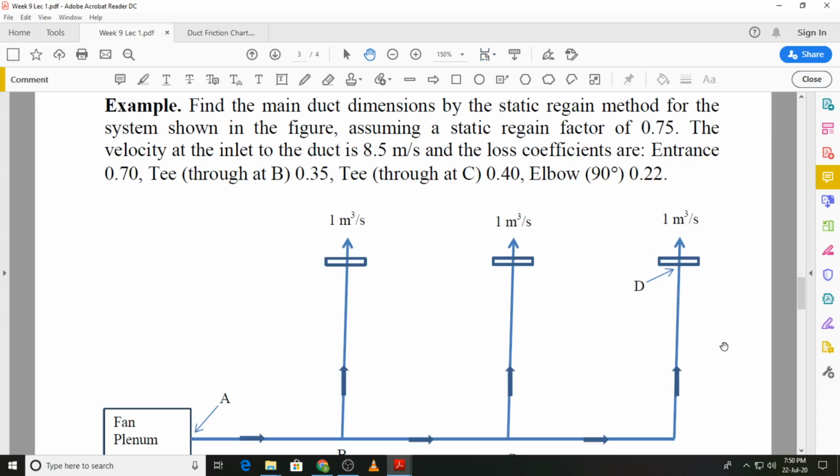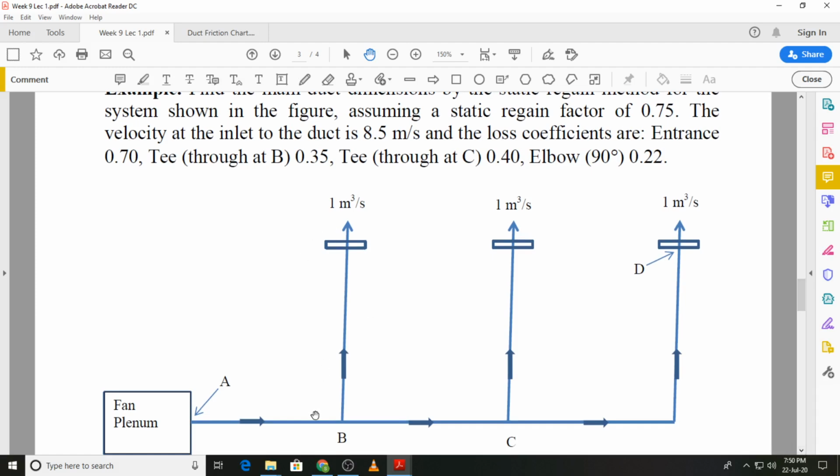So we have a simple duct system with 3 diffusers, each having a flow rate of 1 cubic meter per second, and you are shown where the fan plenum is. We are given the static regain factor, and because we need the starting velocity after the fan plenum, it is given to us as 8.5 meters per second. We are also given the various loss coefficients: one at entrance, then the T through at B, so that means we are moving in this direction, then the T through at C, and this 90-degree elbow.